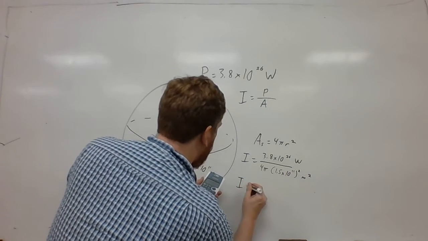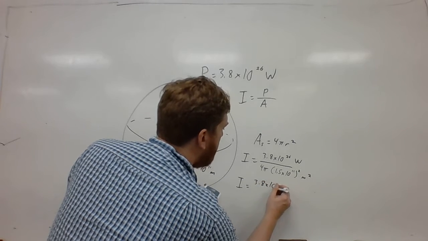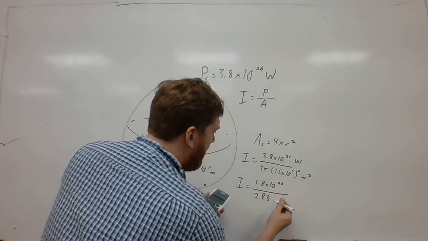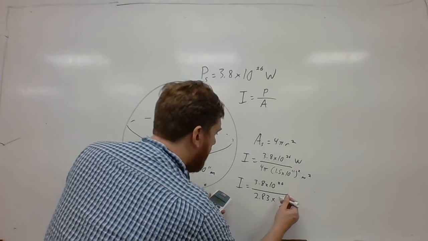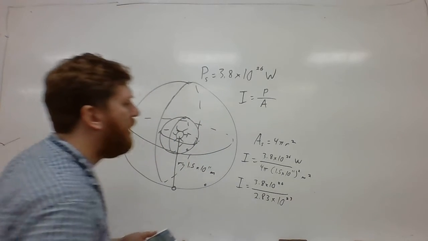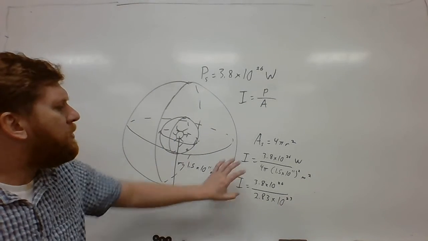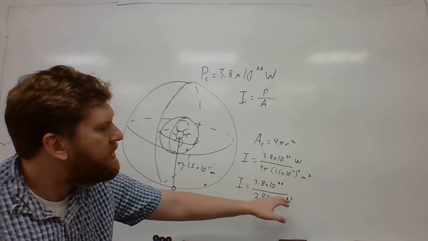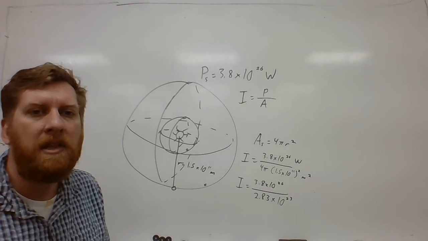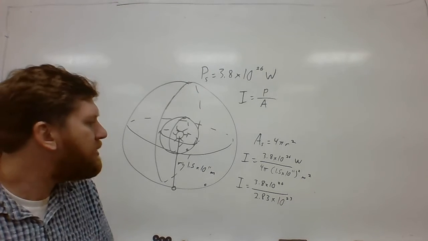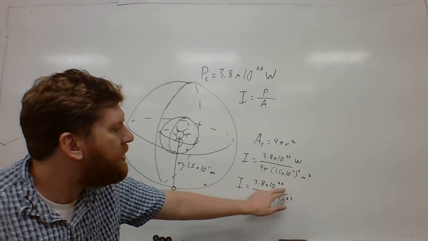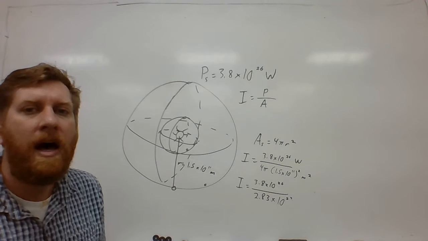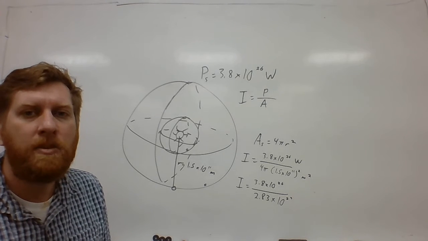And I get something like 3.8 times 10 to the 26 on top, and 2.83, I'm just going to add an extra figure in there, times 10 to the 23rd on the bottom. So just taking a look at this, how big should our final answer be? We have something times 10 to the 26 on top, something times 10 to the 23rd on the bottom. So our final answer should be something on the order of 10 to the 26 minus 10 to the 23rd, which would be 10 to the 3. So on the order of a few thousand watts per meter squared.